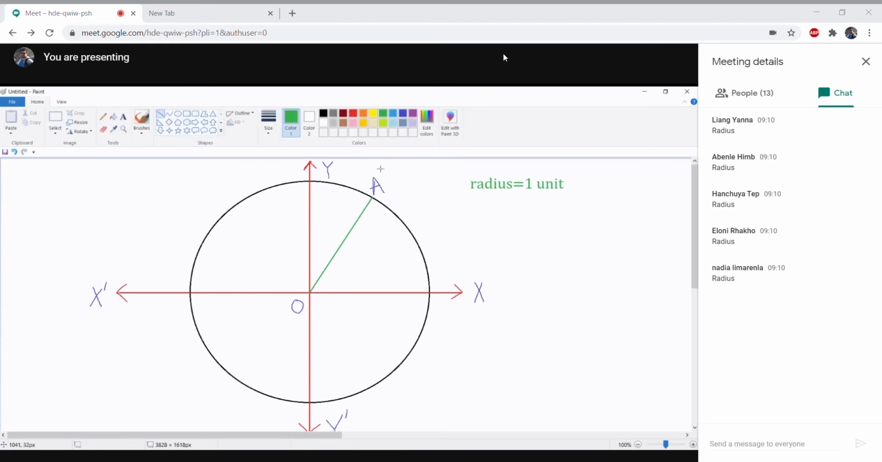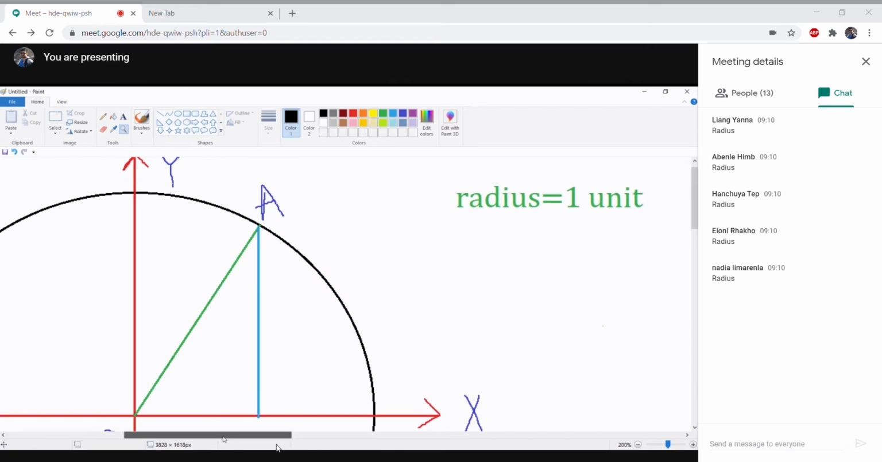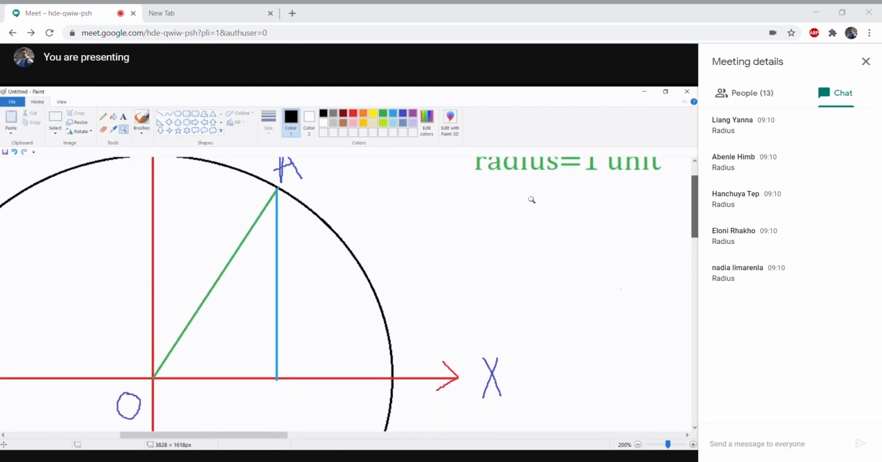Now let's complete the circle. I'm drawing with a different color. This one. Okay. So for this circle, I'm zooming in because this part is important. Suppose for the circle, this part is denoted by hypotenuse, right? So this is the hypotenuse, this is the perpendicular, and this is the base, right?